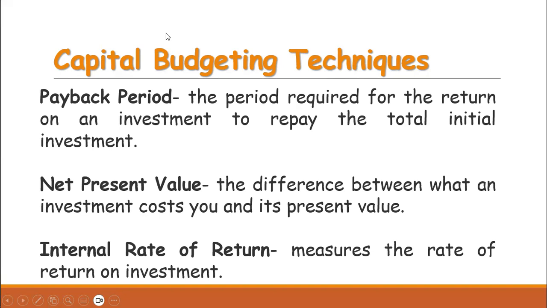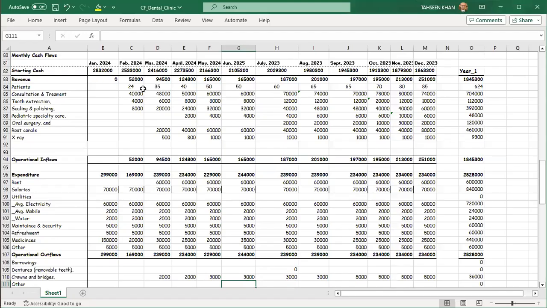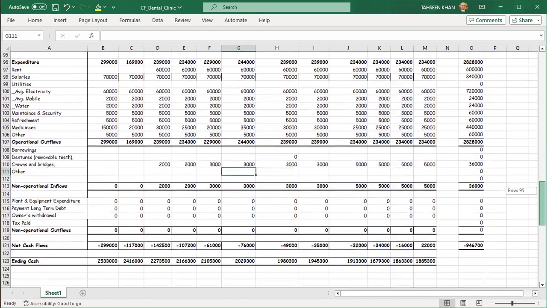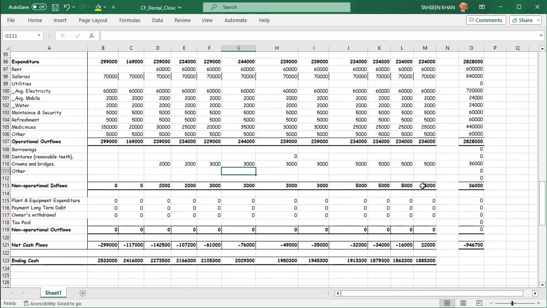Now we are going to calculate all these values on Excel sheet. In the previous lecture, we have calculated all types of monthly inflows from our business for the first year. Here we have the outflows for the first year. These are from the operations. And here we have the starting cash. And here we have the non-operational inflows. And here we have non-operational outflows, that is zero in this case. So here we have the ending cash.